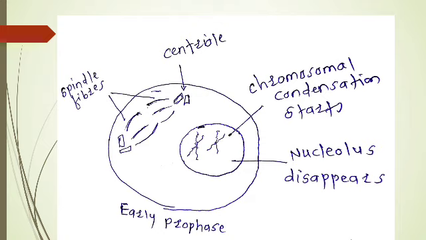Okay, the second thing we can see in this figure, the chromosomes in the nucleus are starting the condensation process. Another event that you can see: the nucleolus starts to disappear, or it disappears, we can say.